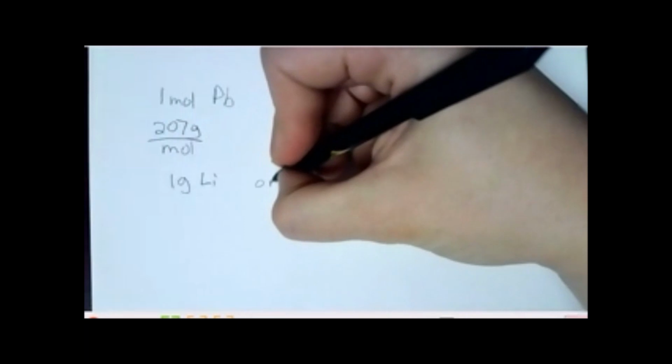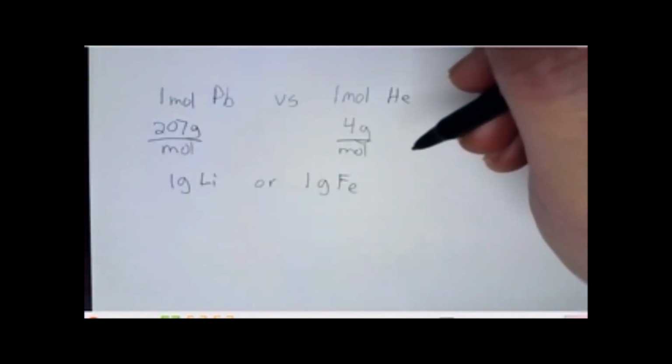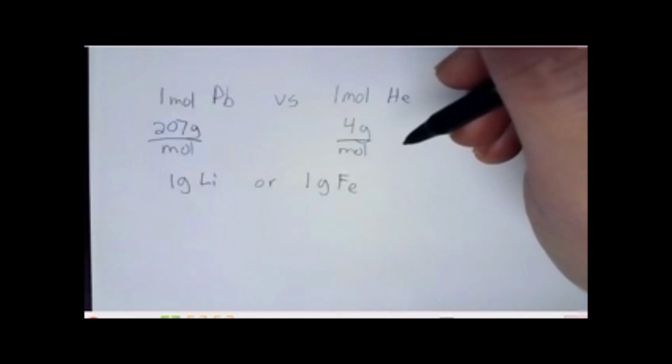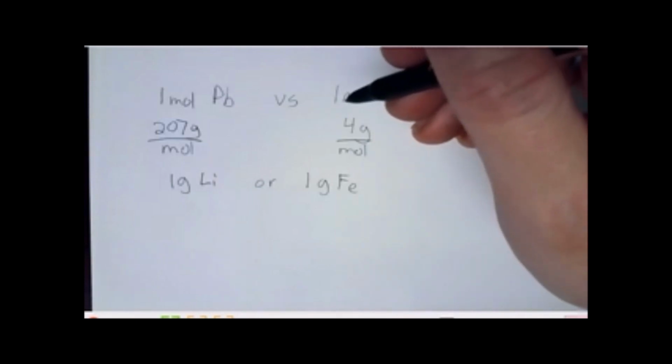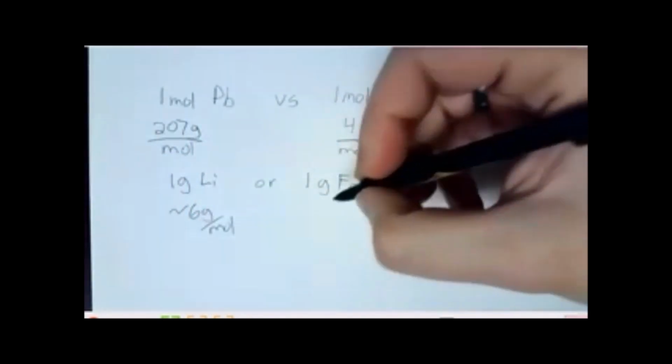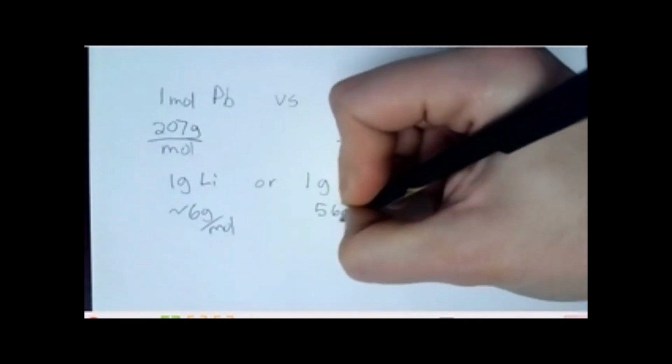Now, which one has more atoms, 1 gram of lithium or 1 gram of iron? So this one we have to think. They both weigh the same because it's the same weight. But which one has more atoms? Well, lithium has a weight of close to, I'd like to say, 6 grams per mole, or 6 AMU per atom. And iron has a weight of closer to 56 grams per mole. So how many atoms could fit in there?